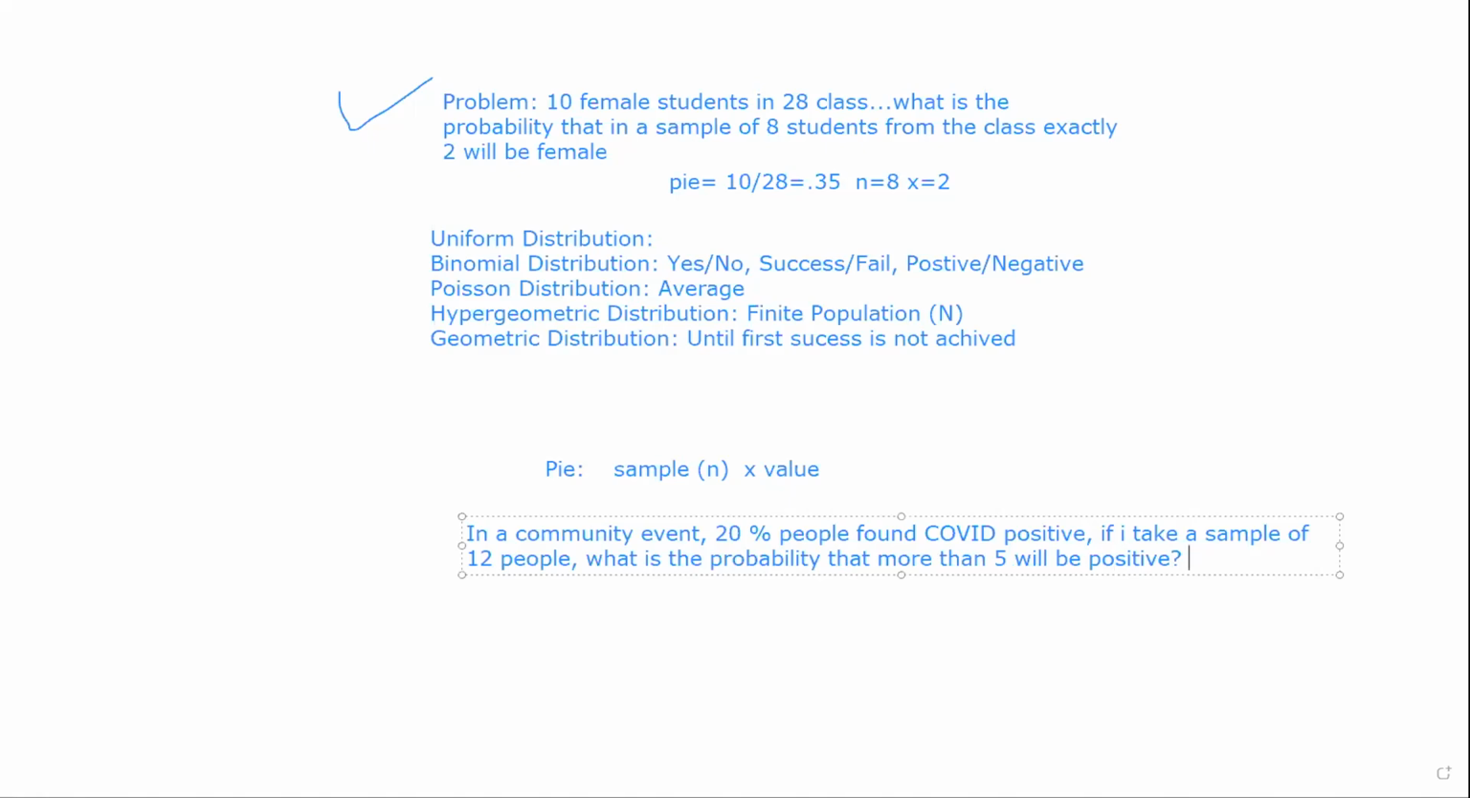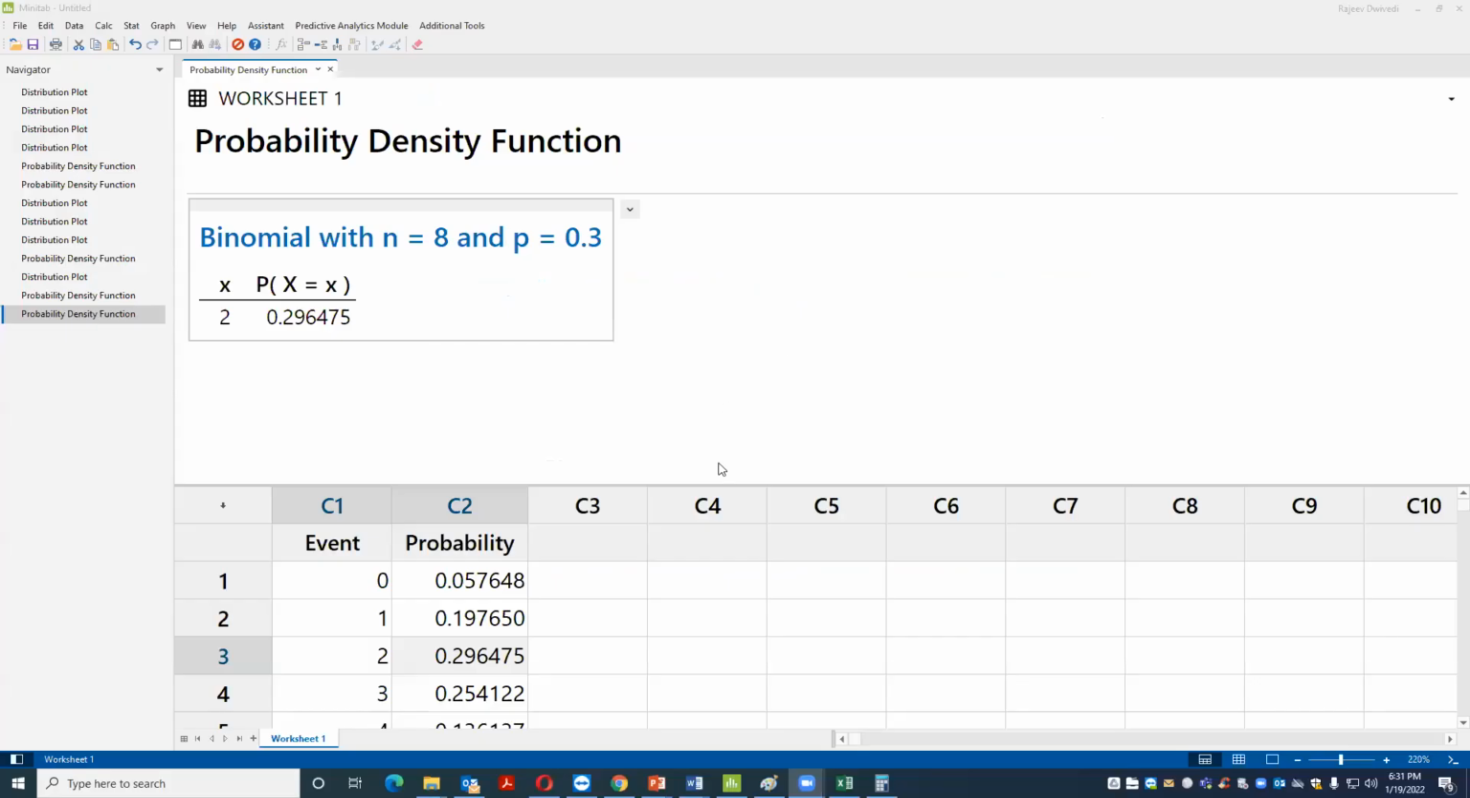So how can we apply this binomial distribution? My question is that the government revealed that an event happened, or any soccer match or anything, and that 20% of people were found positive. If you take a sample of 12 people, what is the probability more than 5 will be positive? So I'm going again to Minitab, I'm just going to share the screen. So here is the situation. Now I go under Graph, Probability Distribution.